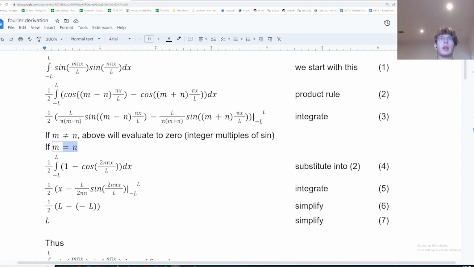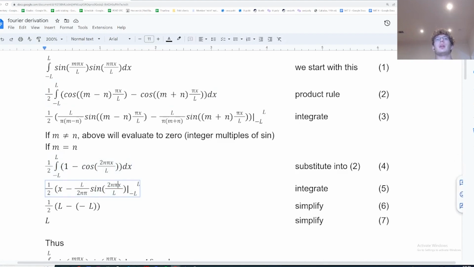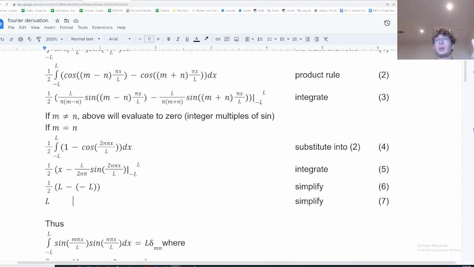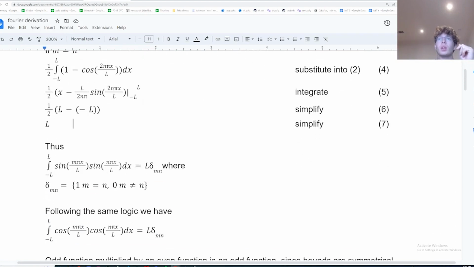However, if you have m equals n, we're going to come back up here, substitute n for m, and then simplify, and we're going to arrive at this. Then we integrate, and then we simplify, and we find L. So we can see here that if we take the inner product of two sine waves with an equal frequency, we get L, and if they're differing frequency, we get 0. So thus we have this principle here. This little operator is a lemma where you have 1 if m equals n, 0 otherwise.